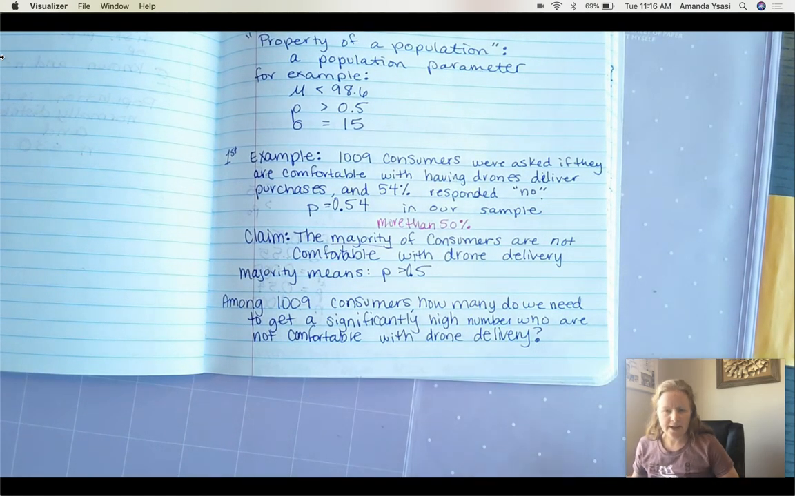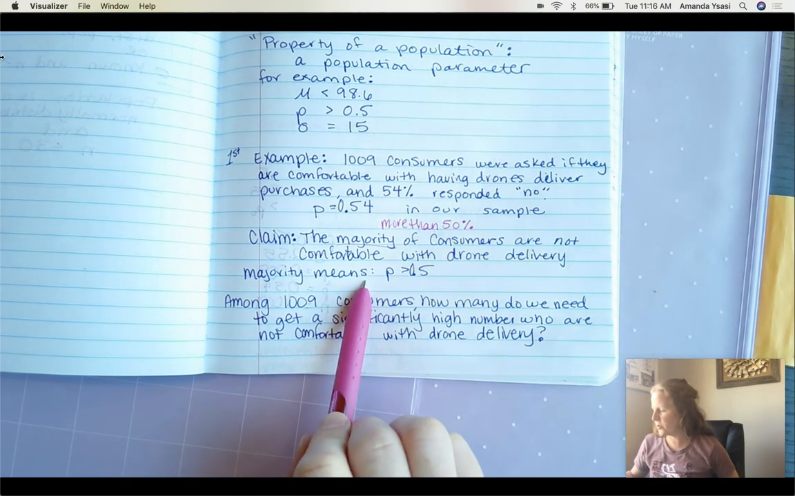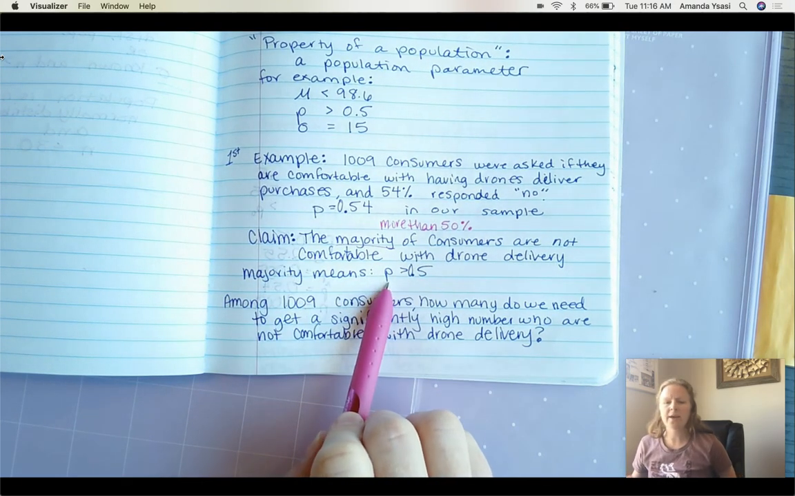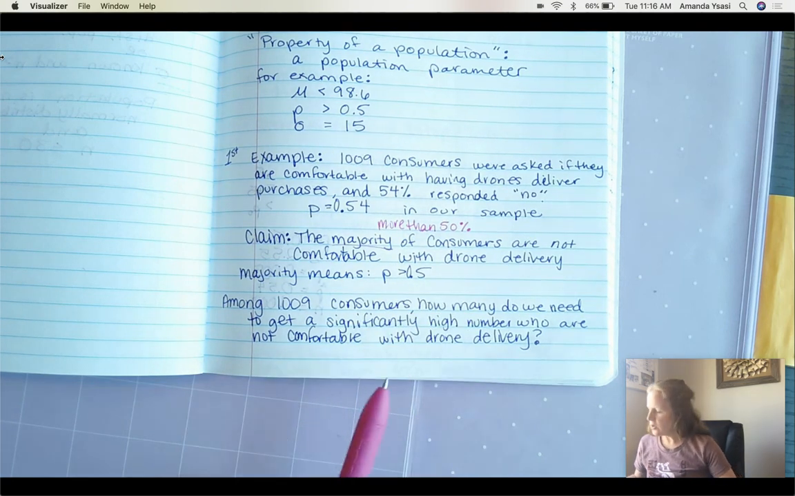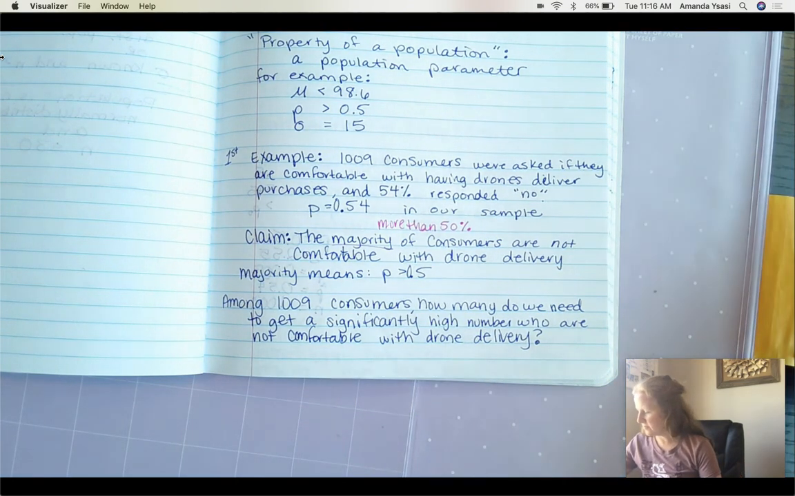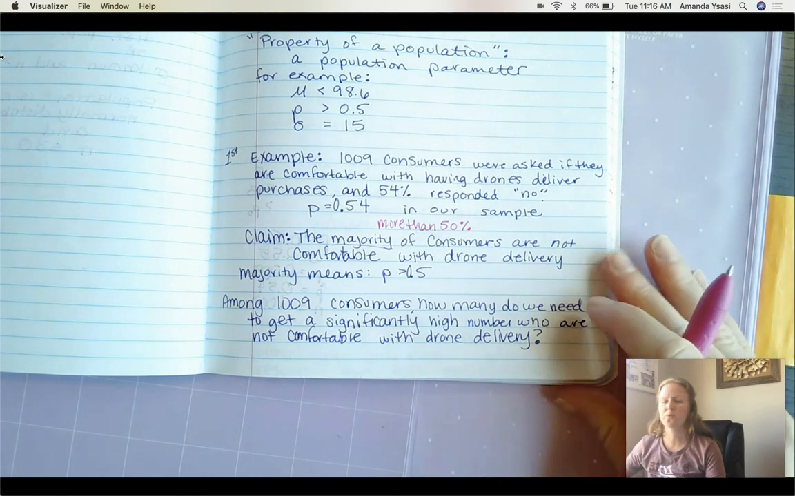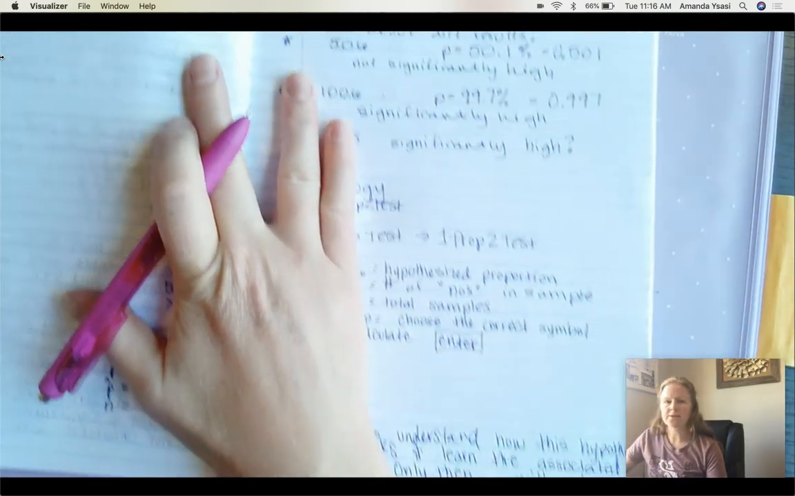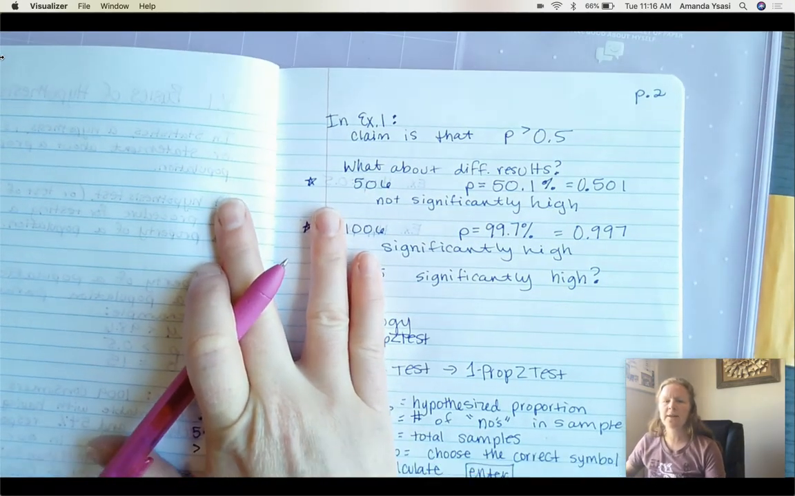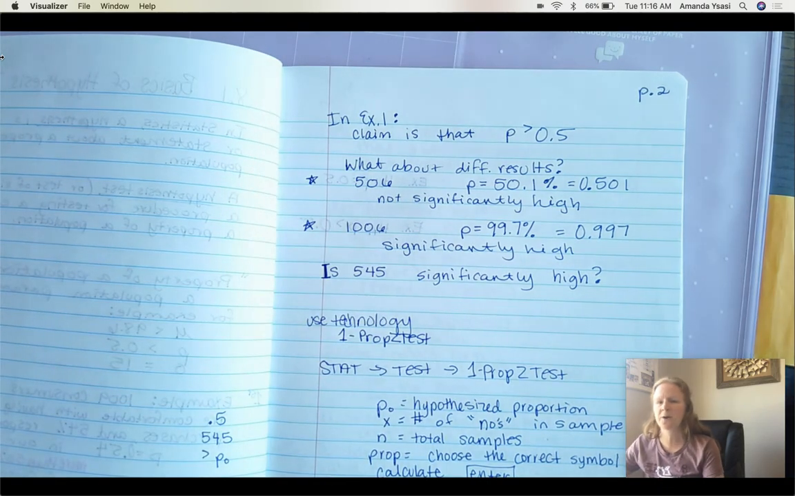So we have to test that and see if that is really the case. So let's write out what majority means. That means that P is greater than 0.5. So among the 1,009 customers, how many do we need to get a significantly high number who are not comfortable with drone delivery? Okay, so this is relating to example 1. Claim is that P is greater than 0.5.